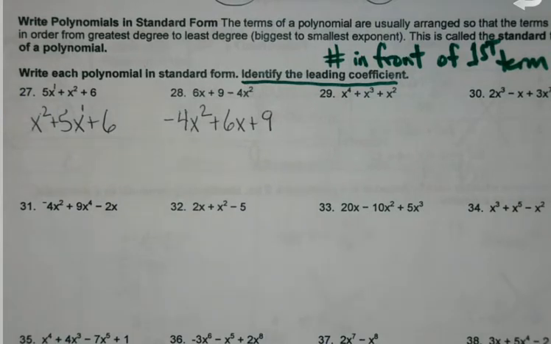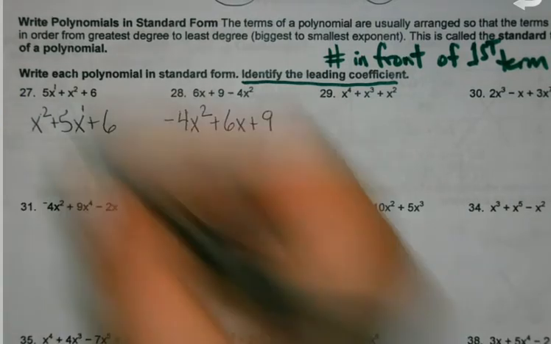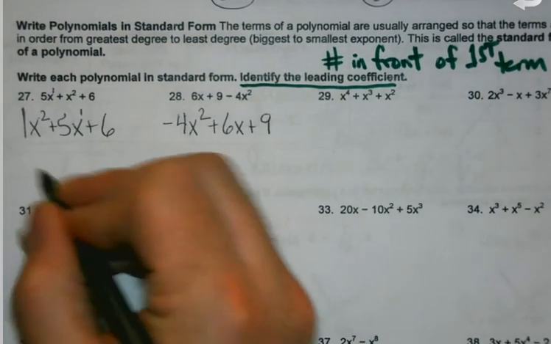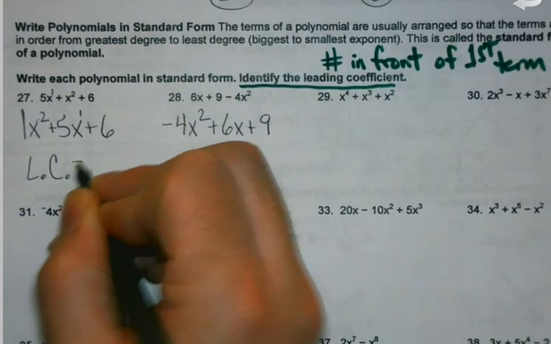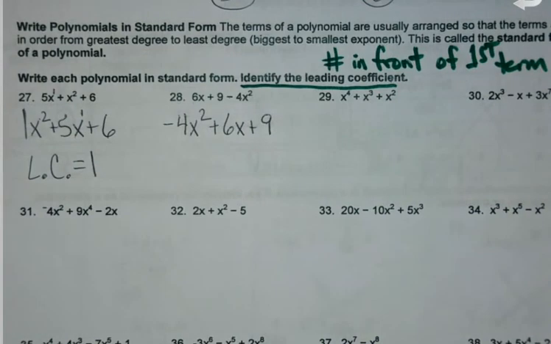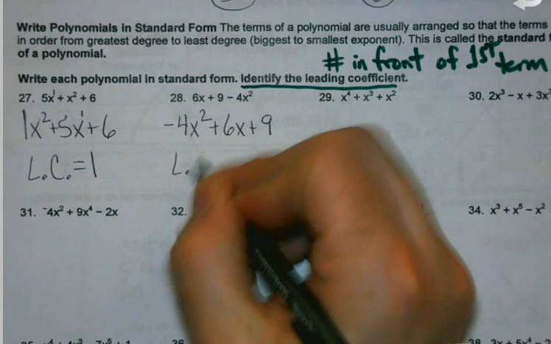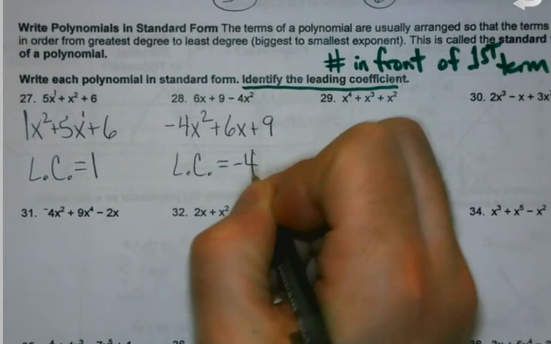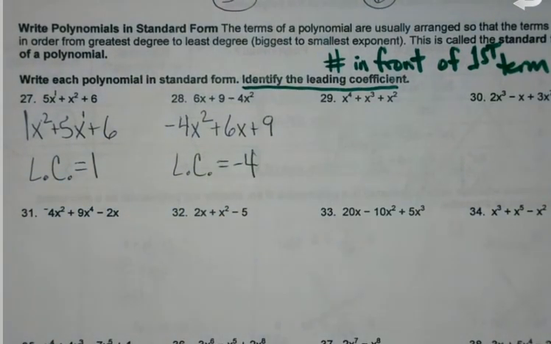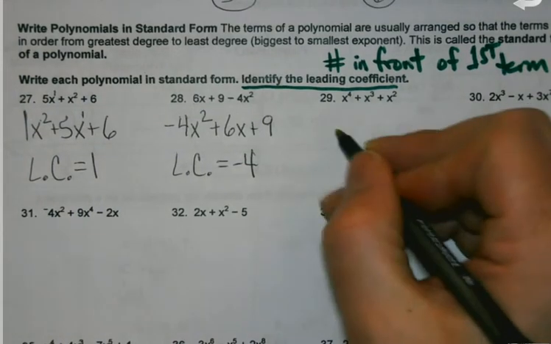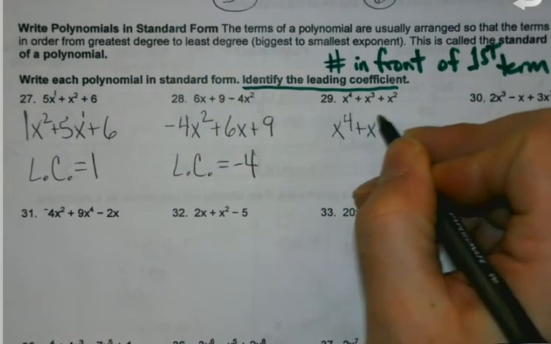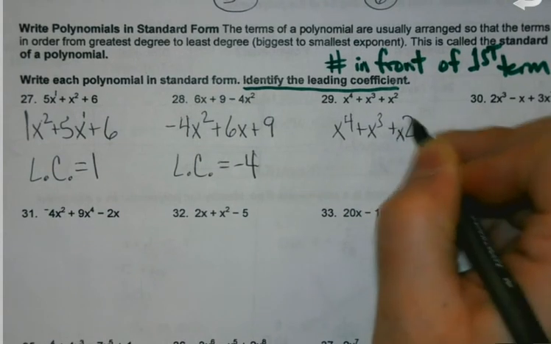But for instance, on 27, if you don't see a number in front of your first term, my lead coefficient would be 1. In 28, again, once you put them in order, not before, it would be negative 4. So we put them in order, then we do it that way. It's basically just whatever comes first. Because like 29, that's already in order, so I don't really have to do anything. But what would my lead coefficient be? 1.